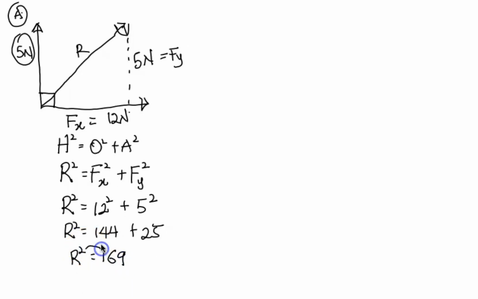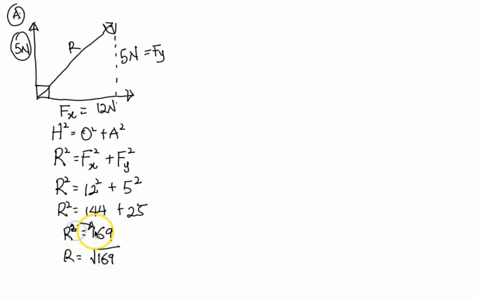So we are going to take this square to this other side. So R is going to be the square root of 169, because when this square moves to the other side, it's going to be the square root. So the square root of 169 is simply 13 Newton. But this is just the resultant in magnitude. We're also going to calculate the direction of the resultant.